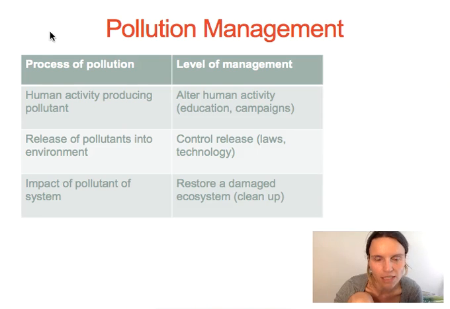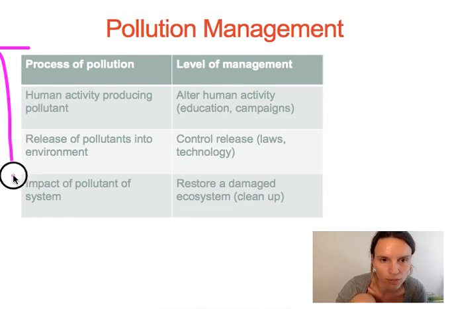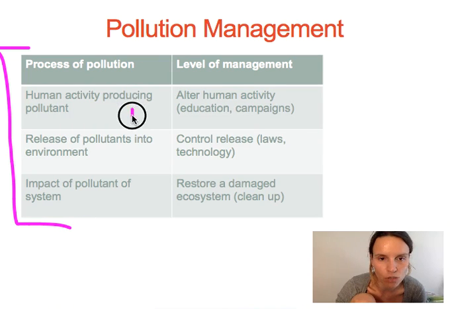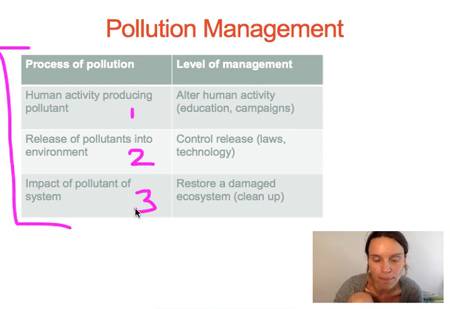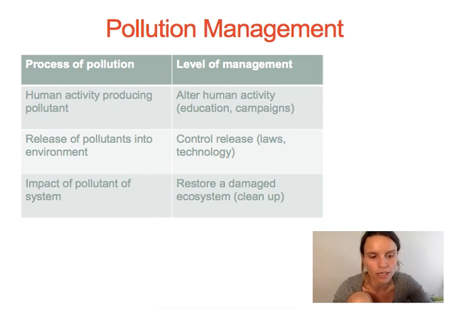So let's look at this. The process of pollution management is the same no matter what system you're looking at. There are 3 tiers of management. The most effective is human activity. The second is controlling release of pollutants. And the third is mitigating the impact of the pollutants on the systems. And in your homework, we're going to look at a real-world example of a pollution problem, and you are going to be able to apply these levels of pollution management.